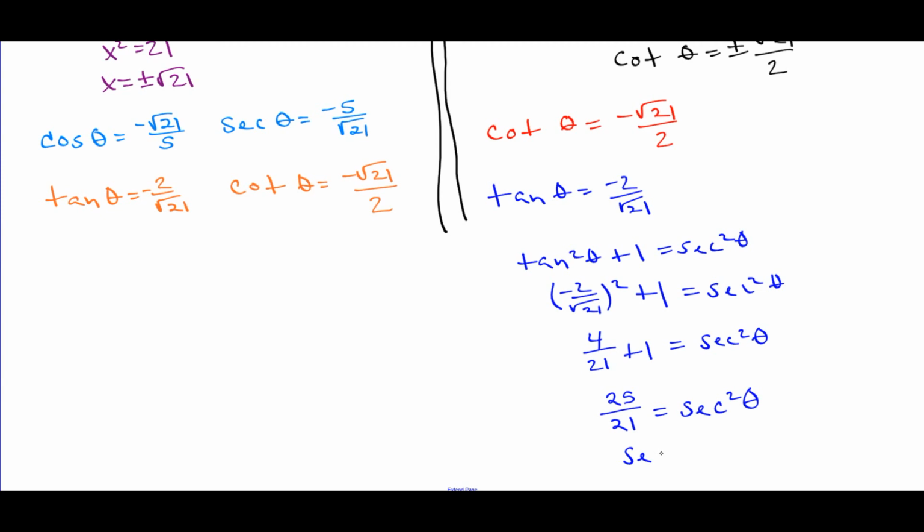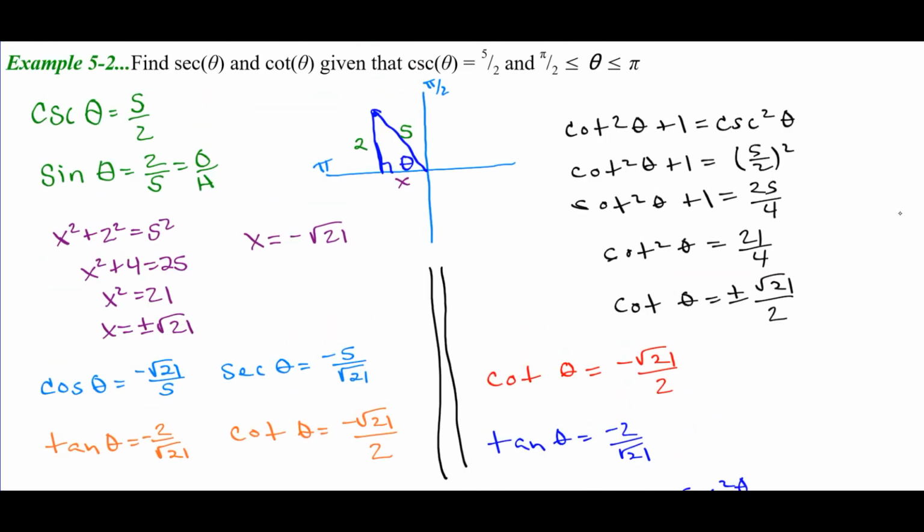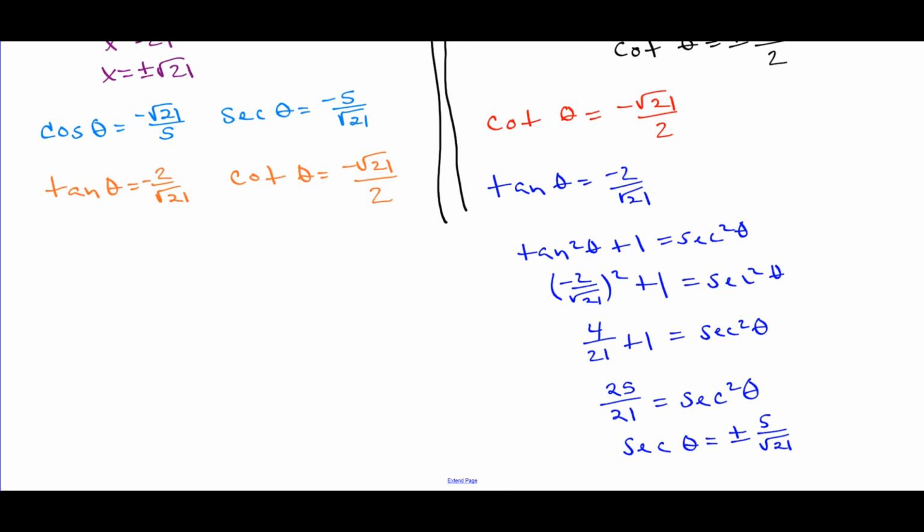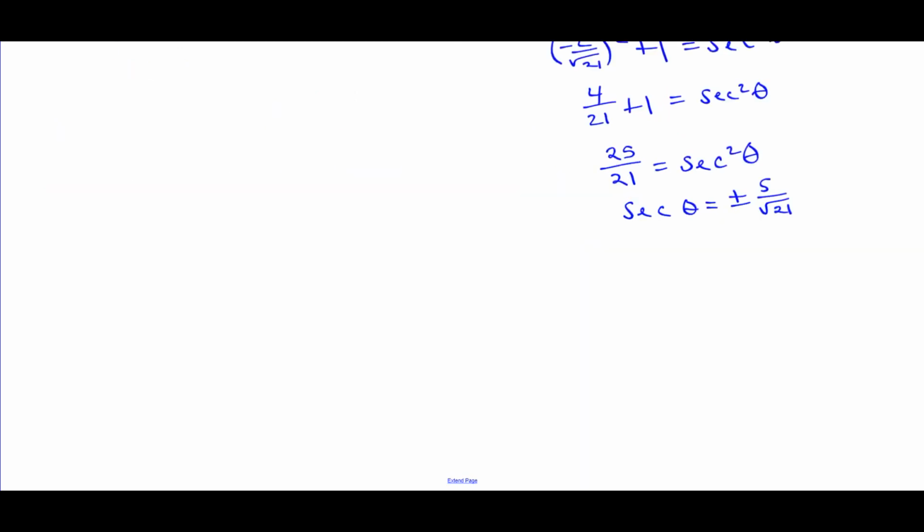So secant of theta is plus or minus the square root of 25, which is 5, over the square root of 21, which we don't know, it's irrational. So we get plus or minus 5 over square root 21. Again, secant is the reciprocal of cosine, so in that quadrant, my cosine value is negative, so my secant value is also going to be negative. So then we're going to choose that negative value.